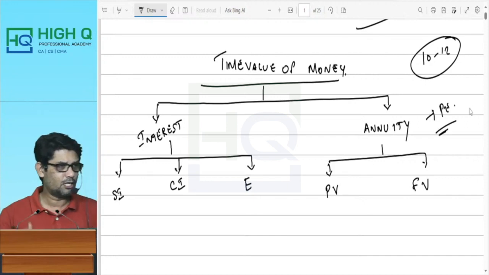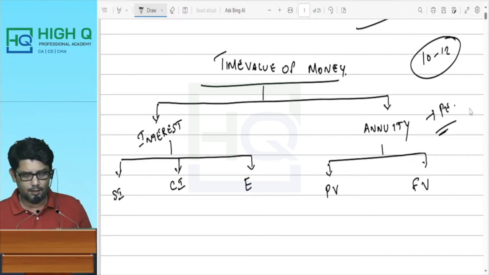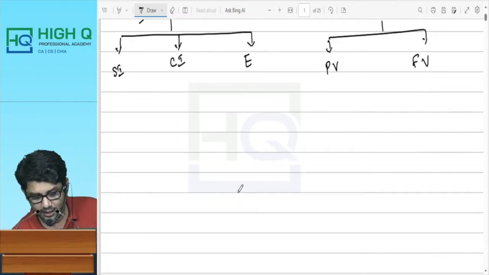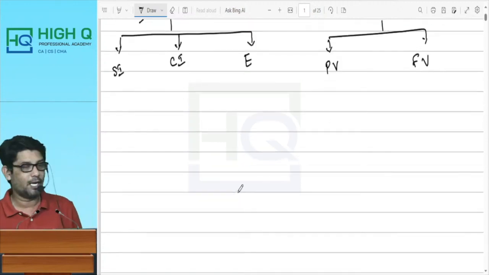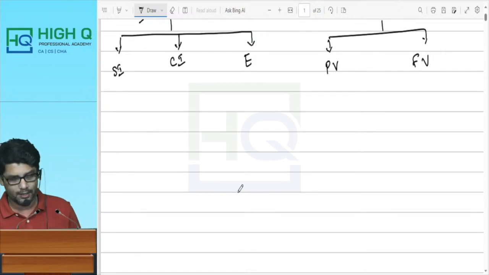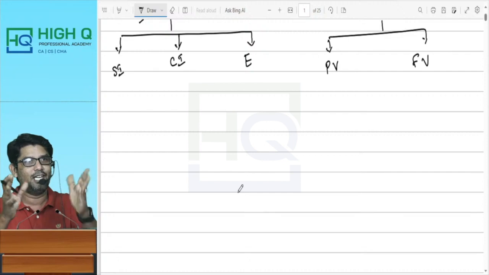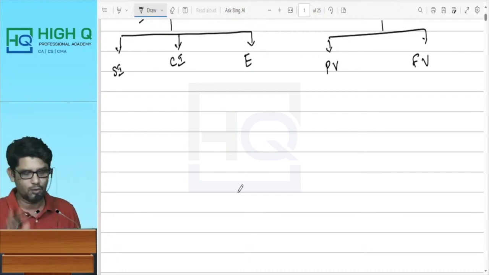So many things are going to come. I'll discuss them one by one. First, let me start with simple interest. I think you are experts in this topic. I know you people are very good in this topic. What I can show you is some difference in how to approach the topic, because otherwise you people are so great, my dear.